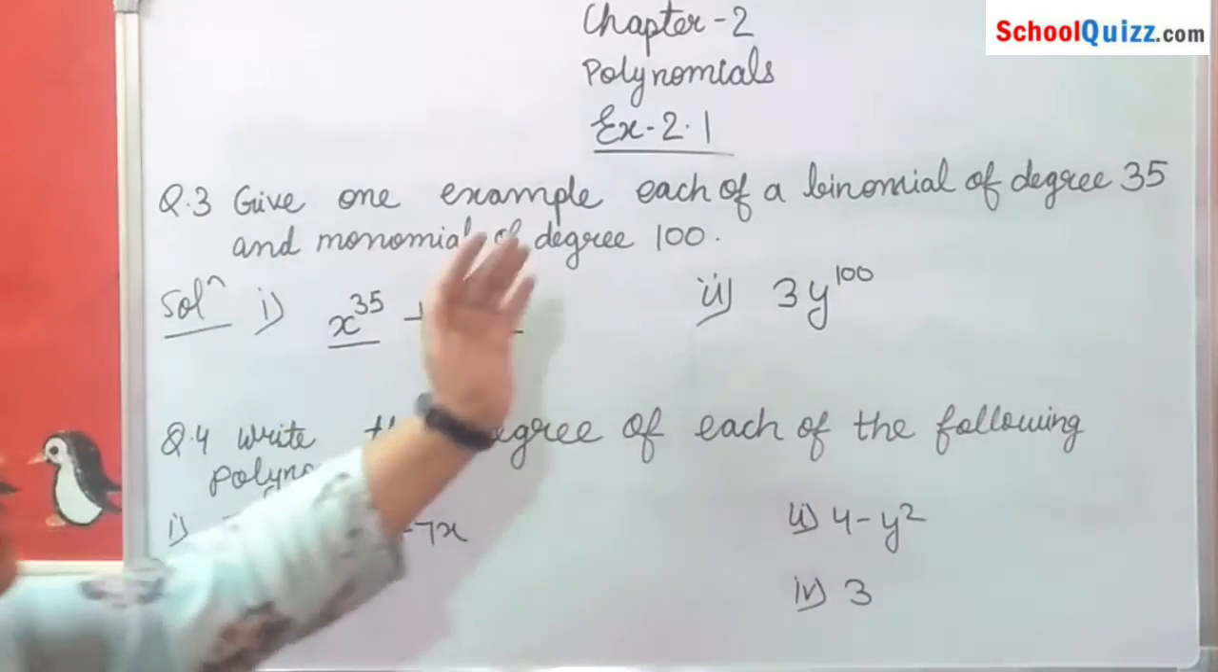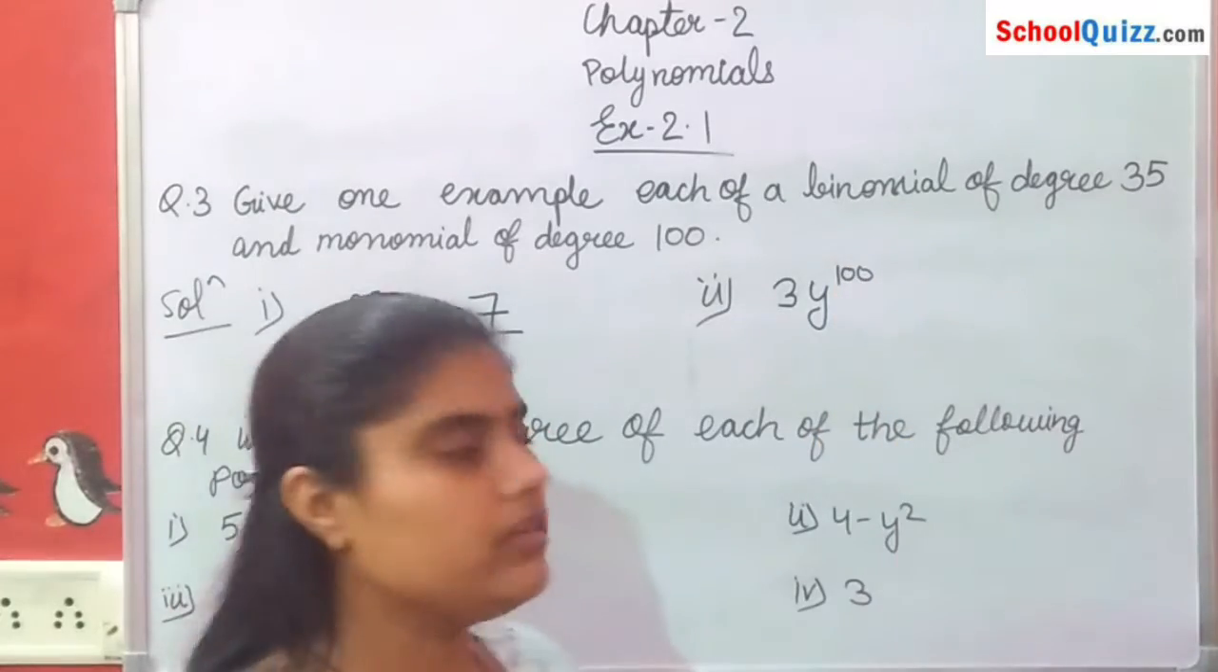Similarly here 2 terms are there. So these are the examples of a binomial of degree 35.